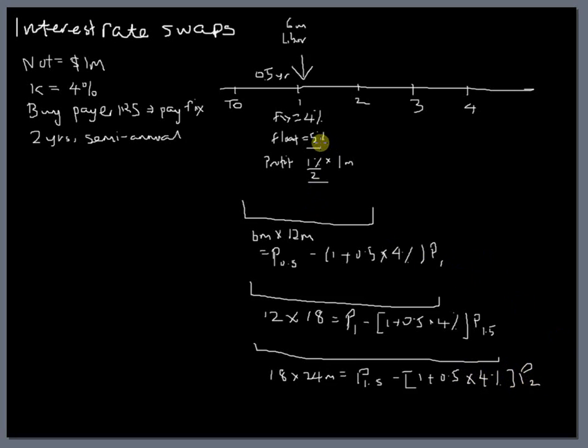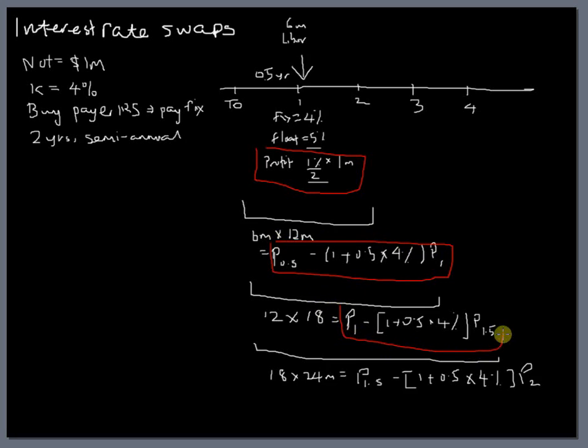So basically this IRS can be simplified into all these various FRAs plus the present value of the first period's profit. So it's this one, this one, this one, and this one.